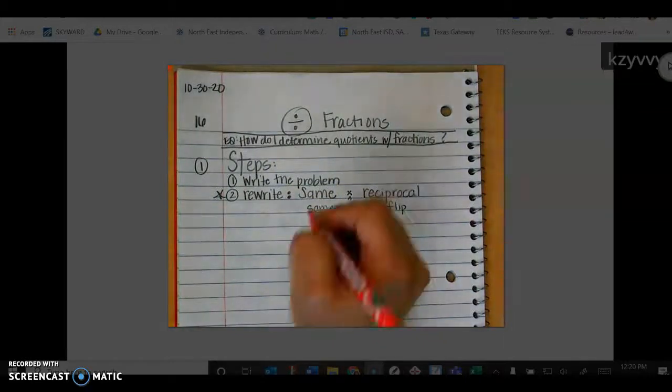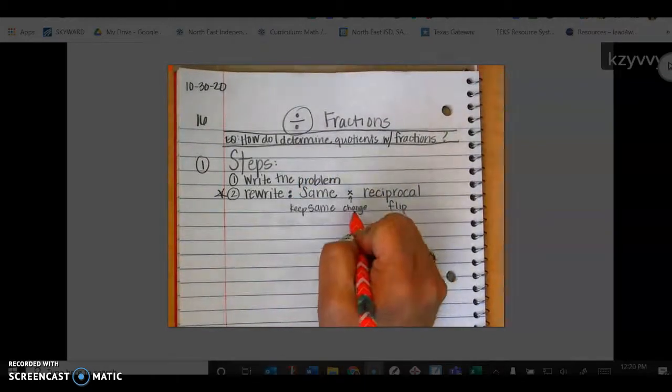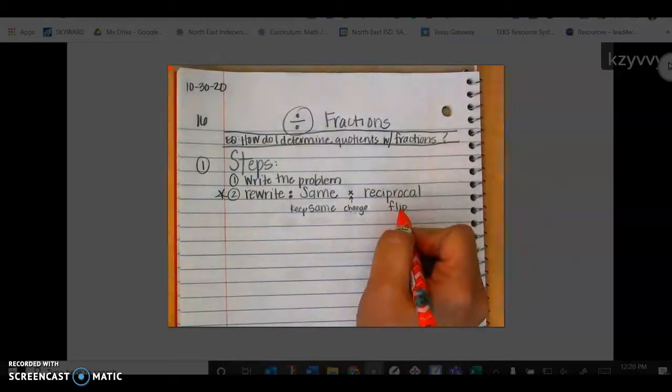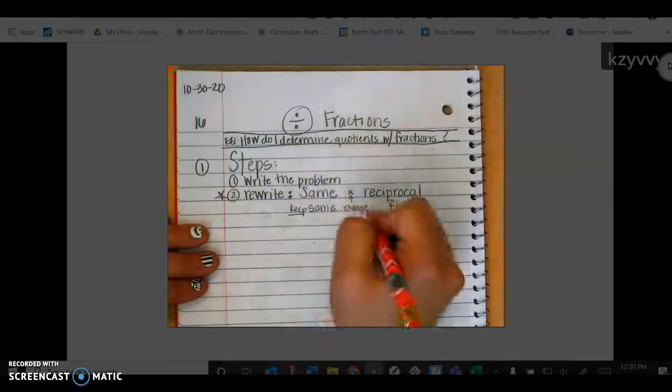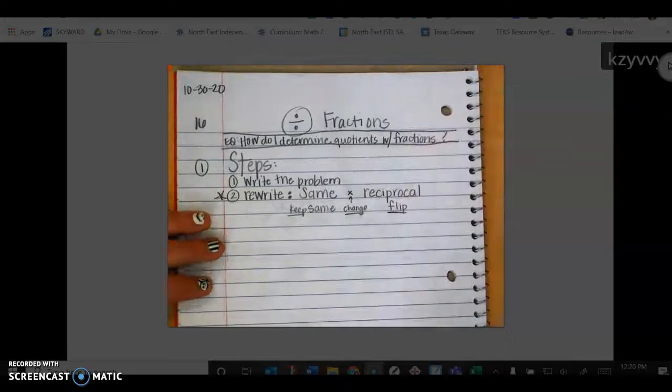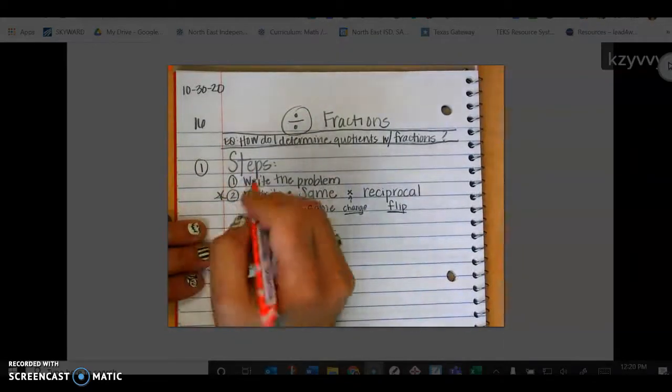Okay? So this guy right here, keep the same, change to multiplication, and flip the fraction, which is the reciprocal. You can shortcut that by saying keep, change, flip. So let's draw a line. Nope, don't draw a line yet. I was just kidding. Let me finish the steps.